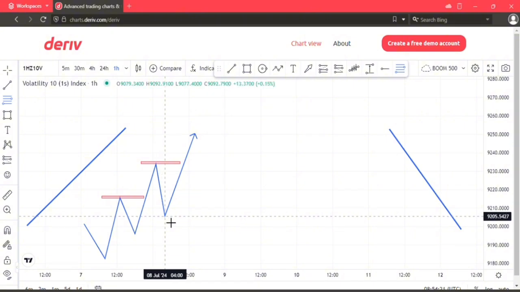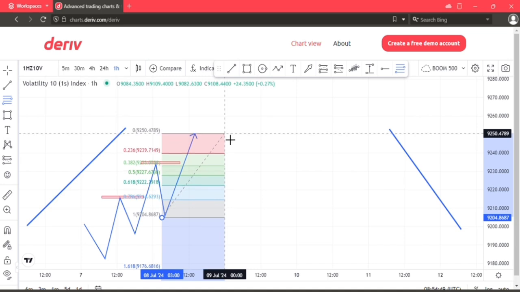Maybe you are using 1 hour time frame, 30 minutes time frame to trade your continuation. It depends on the time frame you are using to enter the market. So we are trading a bullish trend, which is an uptrend. So here let's put our Fibonacci retracement from the last low to the higher high right here.